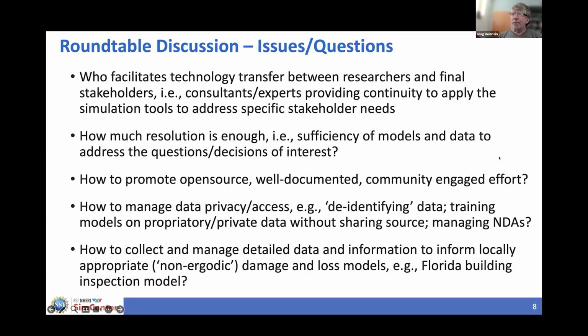And finally, the last one here is when we think about these local models, what kind of detailed information do we need to inform these local models? Or if you think of the ground motion world, we'll call them non-ergodic. That is, if you think of a damage fragility function for a building, it's going to vary city to city depending on what building codes were in effect at a certain time. For example, in Florida, the building code for wind has advanced. So the detailed information to simulate buildings there will be different than it would be in another city. So how do we collect this sort of information and manage it in a consistent way?